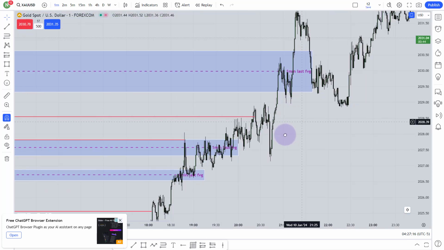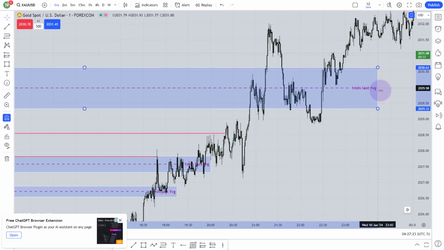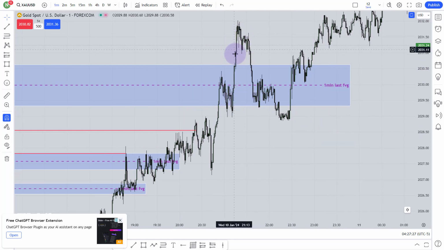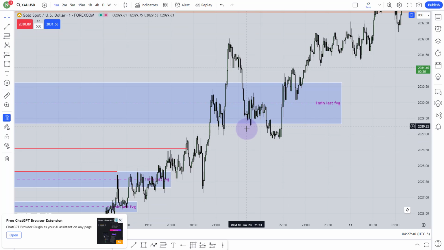I will talk about this setup, though it is not at the session time, but I would love to talk about this setup. So this is the 1 minute last fair value gap. It went high, it's broken. Okay, now price went lower. When it's broken, do you see any sell side liquidity taken? Higher market structure shift over here? No, price is just falling. What do you think? Market is going lower? No, I'm not thinking like that.